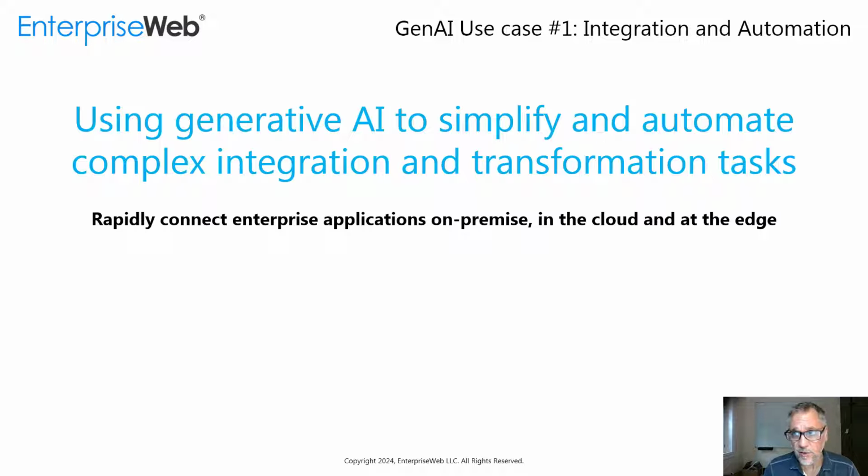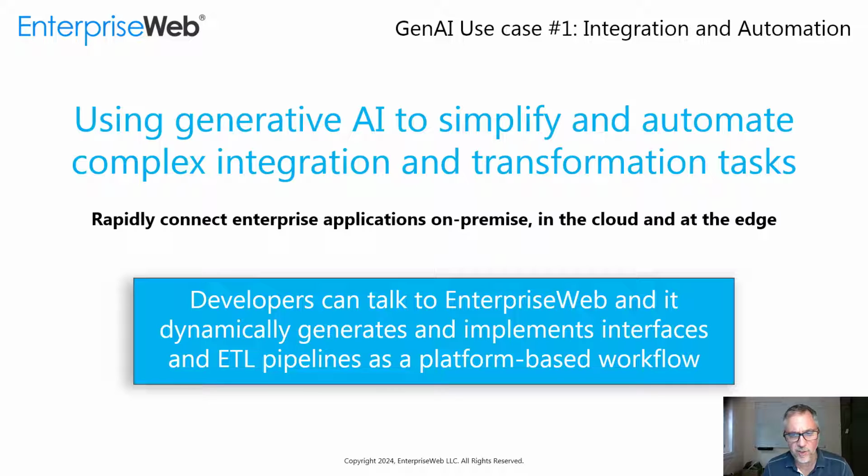The first use case is integration and automation. We're going to show you how we use generative AI to simplify and automate complex integration and transformation tasks and rapidly connect enterprise applications both on-premise and in the cloud and even at the edge. With enterprise web, developers can talk to the platform and it dynamically generates and implements interfaces and ETL pipelines as a platform-based workflow in seconds.